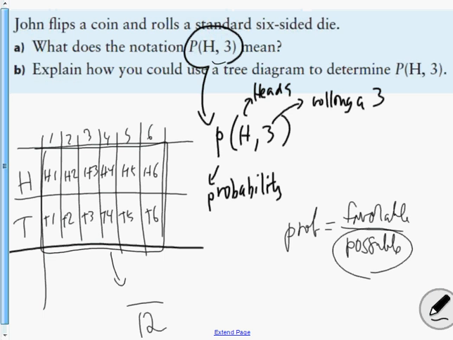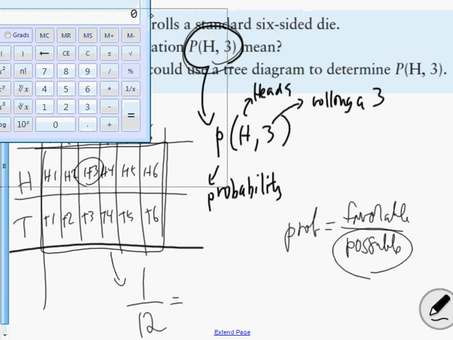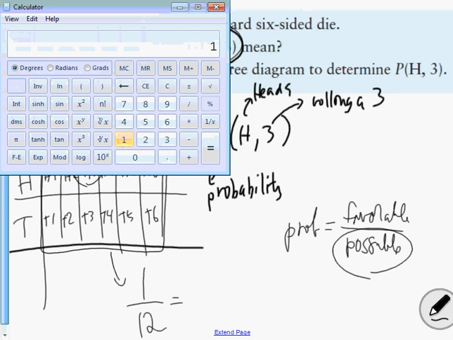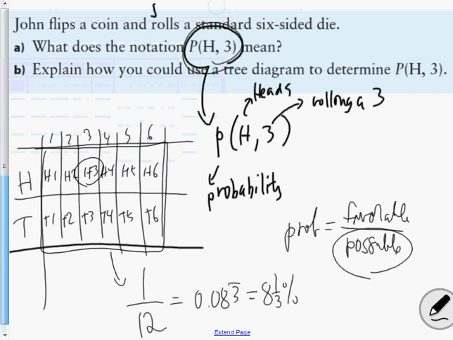And what I'm looking for, this is called your favorable outcome. In heads 3, there is only one of them out of 12, which means the probability that I'll flip a head and roll a 3 is 1 out of 12, which if I take my calculator and bring it over here, 1 out of 12 is 0.083 repeating, or 8 1/3% chance that will happen.